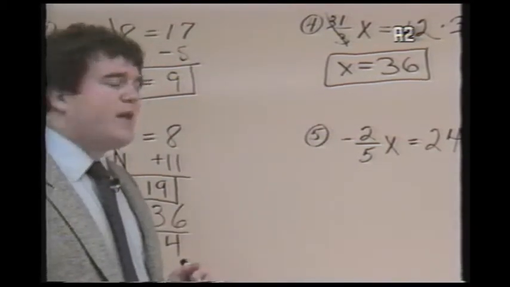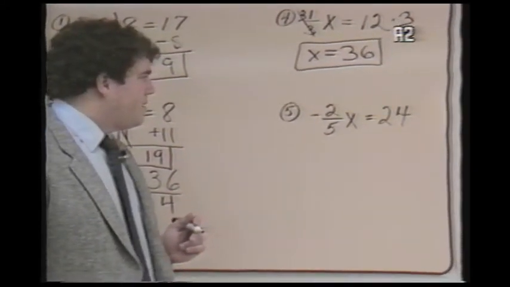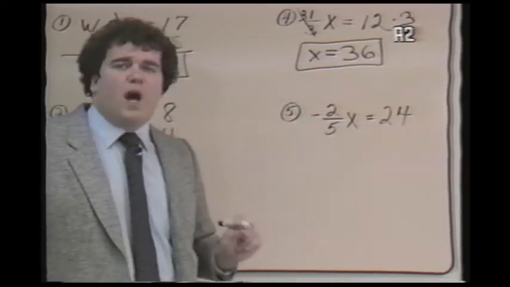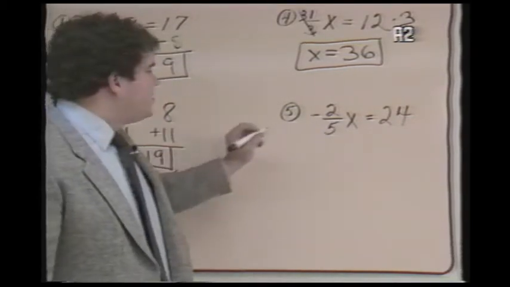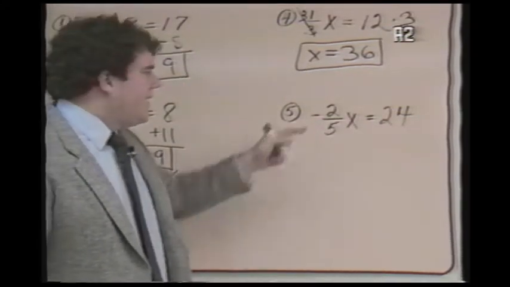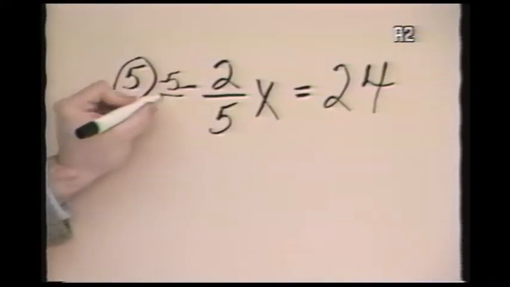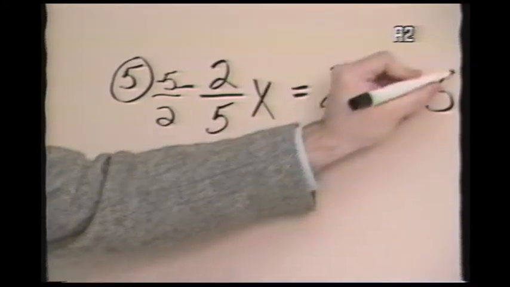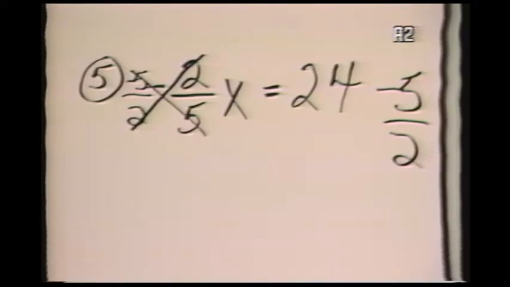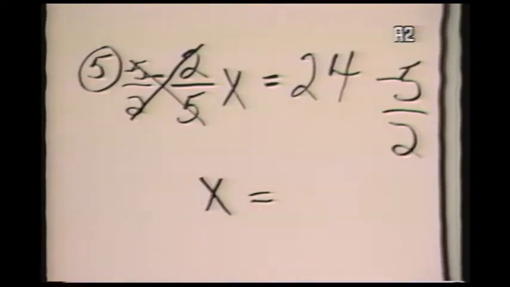Problem number 5, we have a negative number. Negative 2/5 x equals 24. Now, how will I make that negative 2/5 x positive 1x? What you must do is multiply each side of the equal sign by the reciprocal of negative 2/5. And the reciprocal of negative 2/5 is negative 5/2. What happens here, negative 5/2 times negative 2/5 x will give you 1x, and that's the same as x.